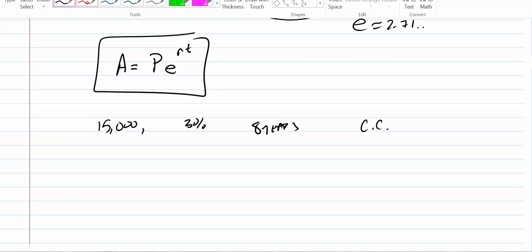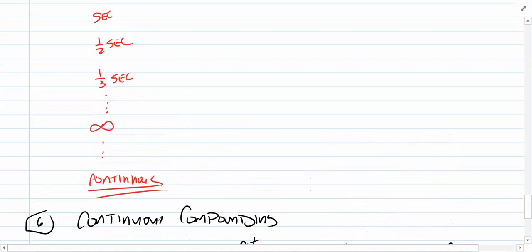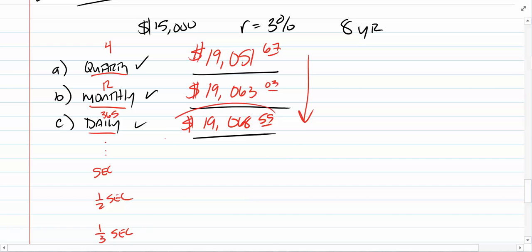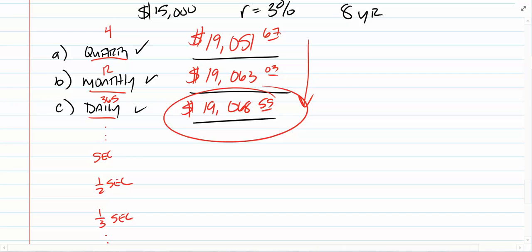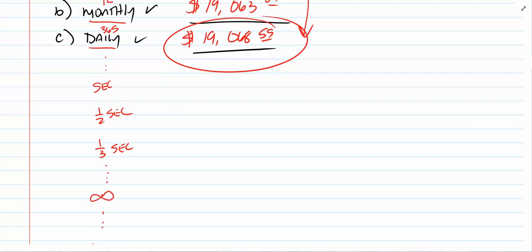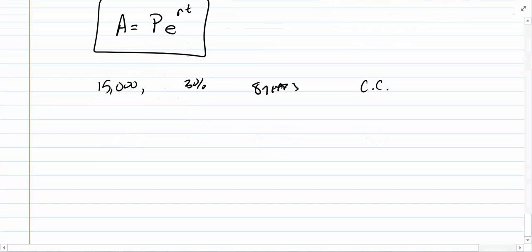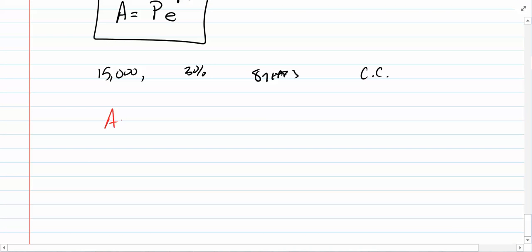Okay, so we expect our answer to be more than $19,068.55. How much more do you expect it to be? Just a couple of cents, a couple of dollars? I think a few dollars. A few dollars more, but not very big. All right, let's see. So our amount is going to be the principal, $15,000, e to the r, which is 0.03 times 8. That's it. That's a really simple formula for compounding continuously.